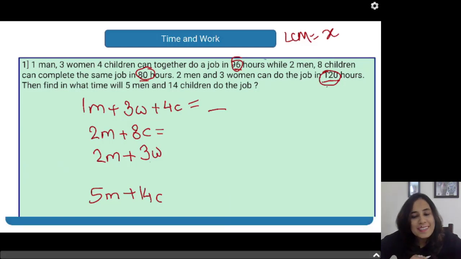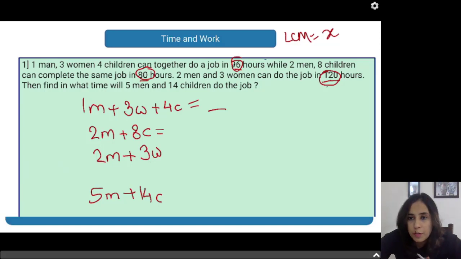Okay guys, your 90 seconds time has ended. So let us see how to deal with these kind of problems. Here you are given 3 equations. You are given 3 conditions wherein different numbers of men, women and children together are taking X amount of time. And you are given 3 such situations.